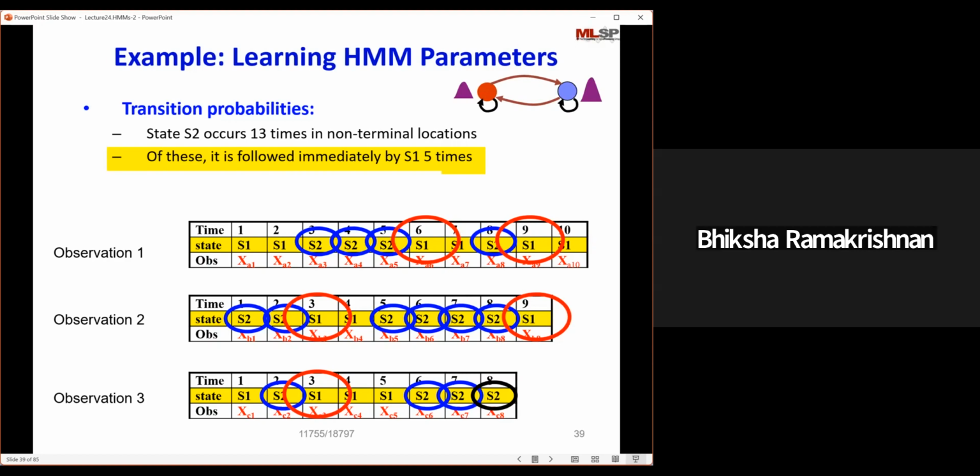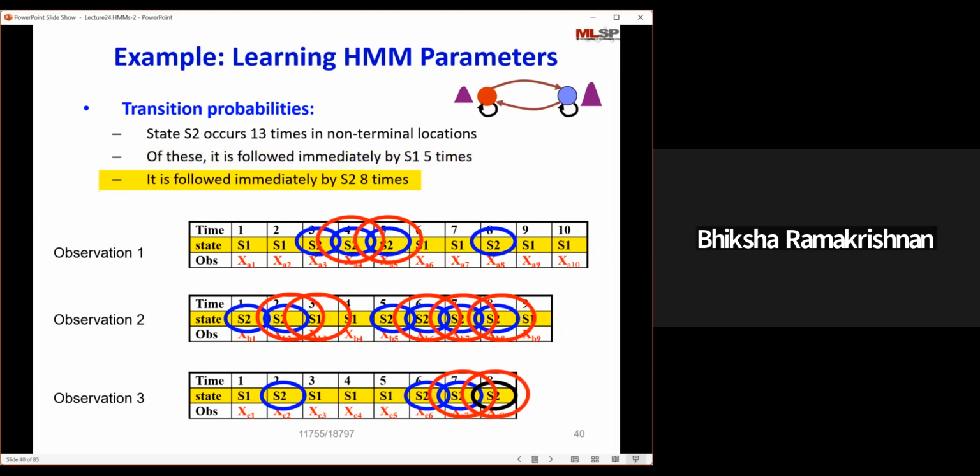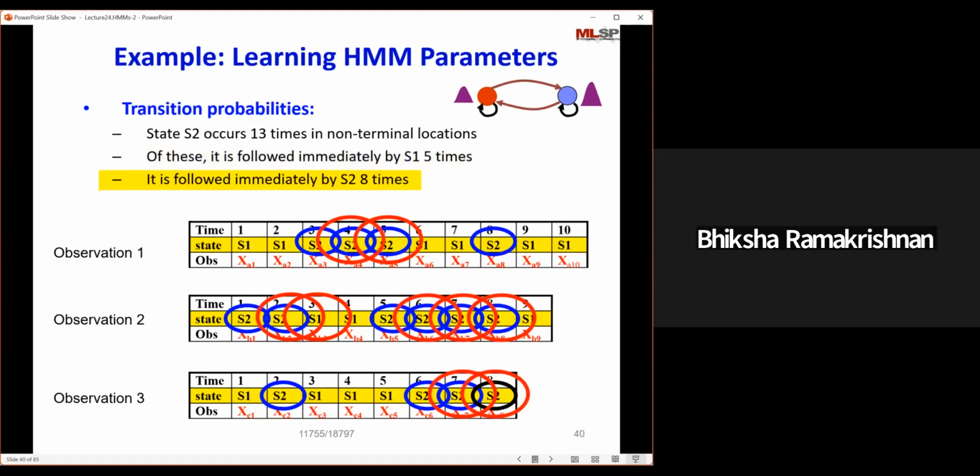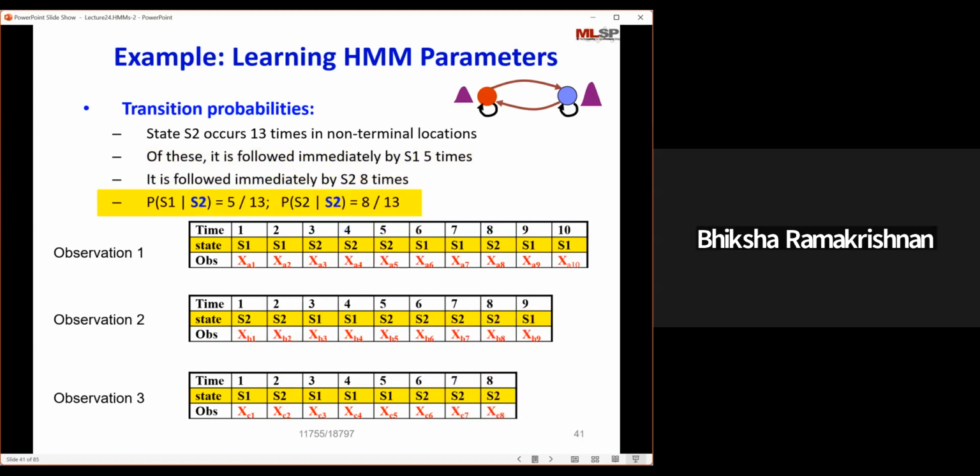And what is your best estimate that if you're in S2, you will remain in S2? Eight on 13, because there were 13 instances of S2. On 5 occasions, S2 was followed by S1. On 8 occasions, S2 was followed by S2. And so I can write down the transition probabilities. The probability of transitioning from S2 to S1 is 5 on 13. The probability of transitioning from S2 to S2 is 8 on 13, right?